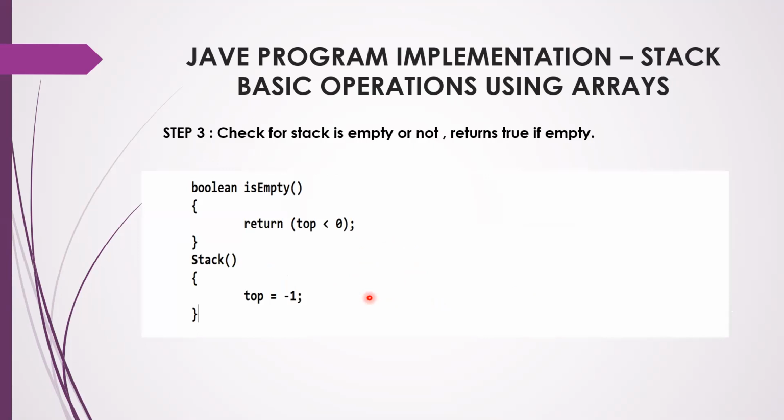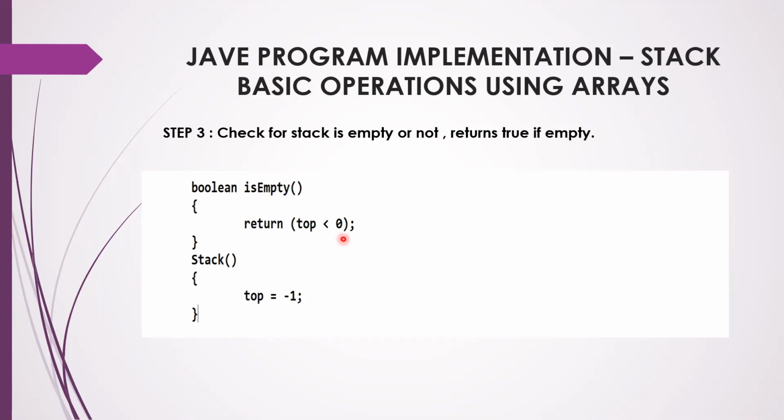Next, you check whether the stack is empty or not, and you return true if it is empty. So here the output is either true or false. Since the output is either true or false, the primitive data type is boolean. A boolean data type returns either true or false. Since this function is returning only true or false, we declare the data type of this function as boolean.